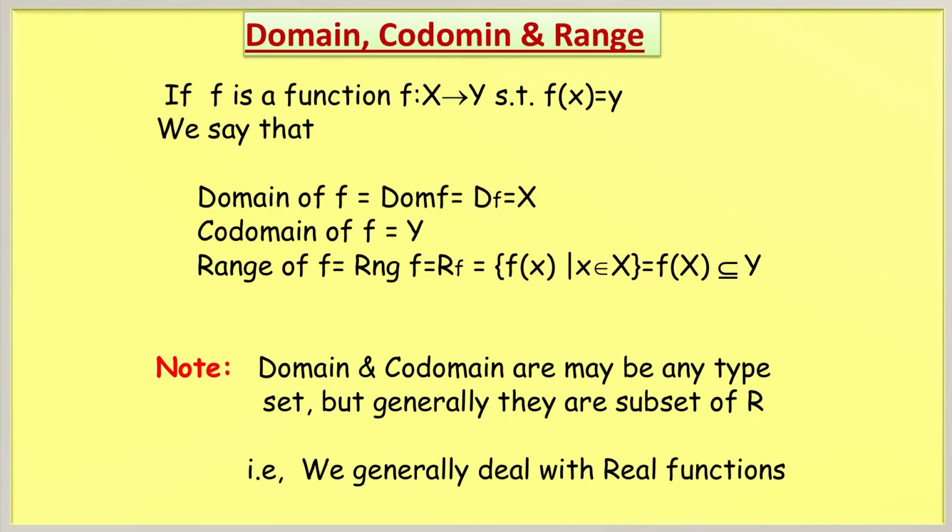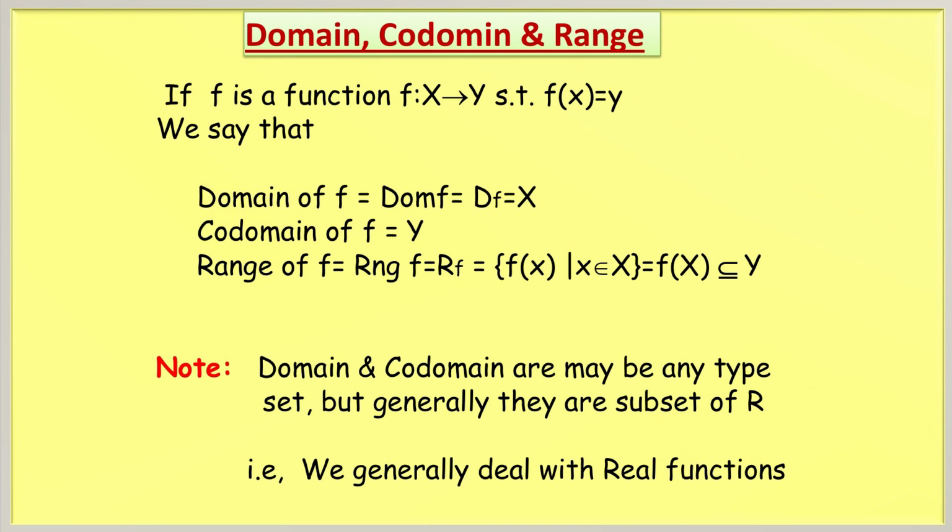Now, domain, codomain and range. If it is a function from X to Y such that f(x) is equal to y. So, domain of f, already I have told you, is the left hand side set, that is X, and codomain is the right hand side set Y. So, what is range? Range is the set of elements of the codomain which participate in the relation, that is f(x), x belongs to X, or simply f of capital X. Range is always a subset of codomain and its notation is R_f, range of f.